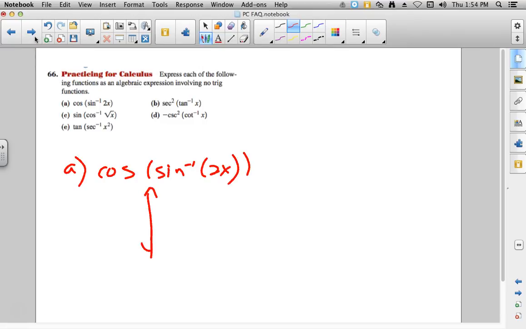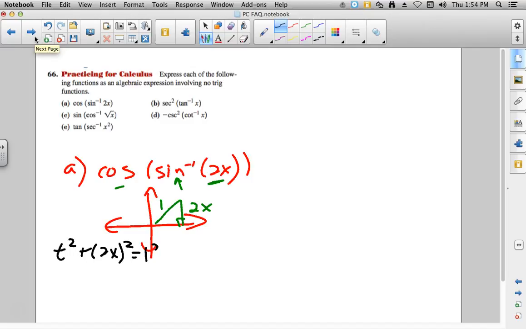Okay. Well, let's get a drawing going here. Here's our triangle, and we know that this angle has a sine that is 2x. Well, that's opposite over hypotenuse, so this will be 2x over 1. And obviously, to find cosine, I need to know what that other side is. So again, I'm just going to label that side t, and t squared plus 2x, the quantity squared, equals 1 squared. So t squared plus 4x squared equals 1 squared, which is 1. T squared equals 1 minus 4x squared.